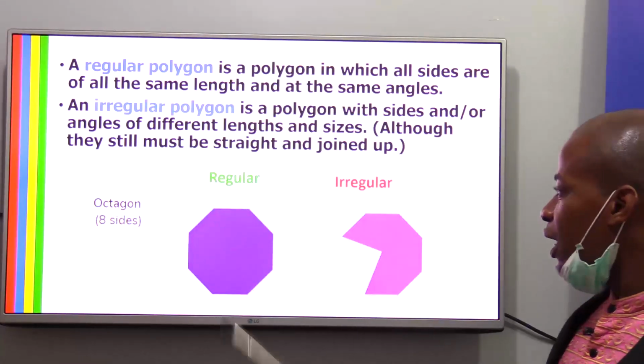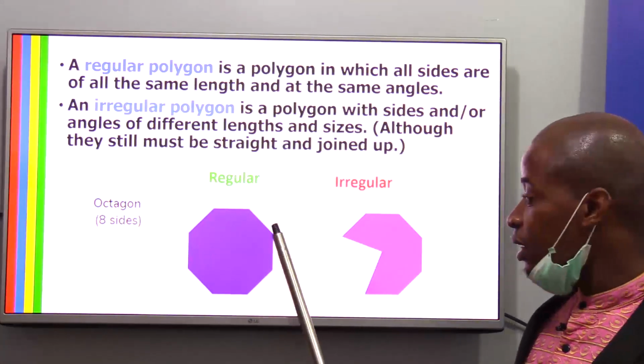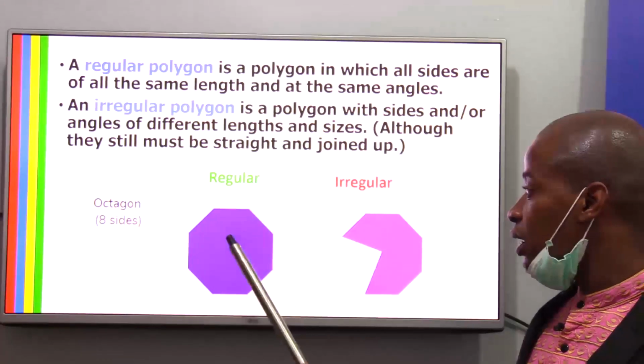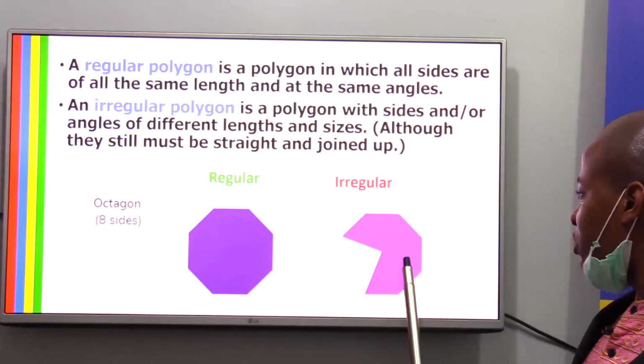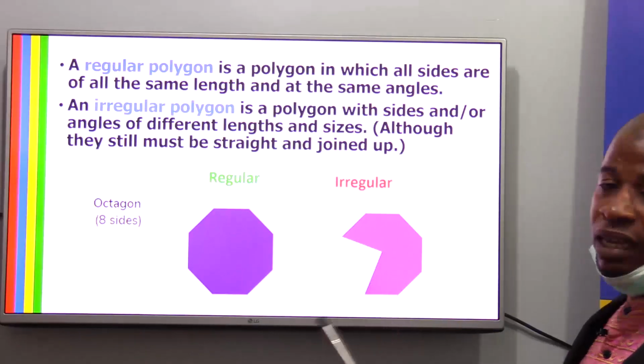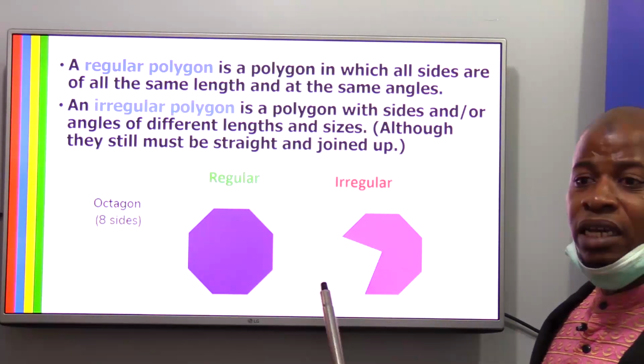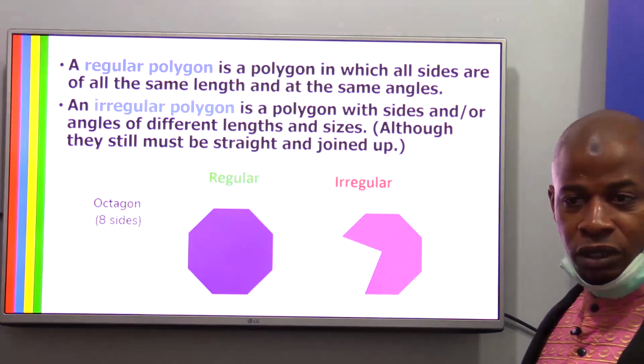Some sides are longer. And this is an 8-sided polygon. It has all 8 sides equal, and that's regular. But this one, not regular. As you can see, this side is shorter than this side. So this is not regular. We call it an irregular octagon in this case.